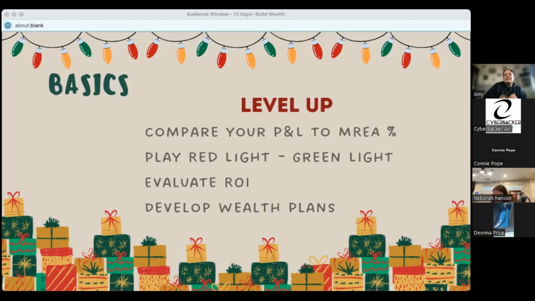Finally, you're going to want to develop a long-term wealth plan. This should encompass the big three: investment, tax, and estate. And that's where we're going to pick up.